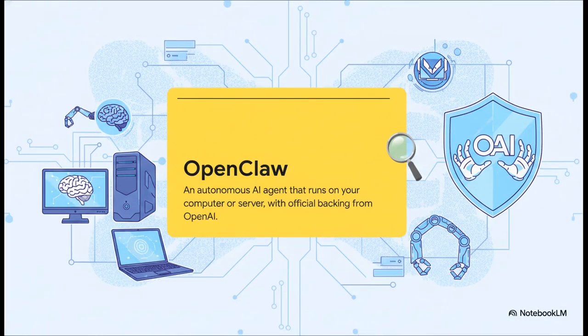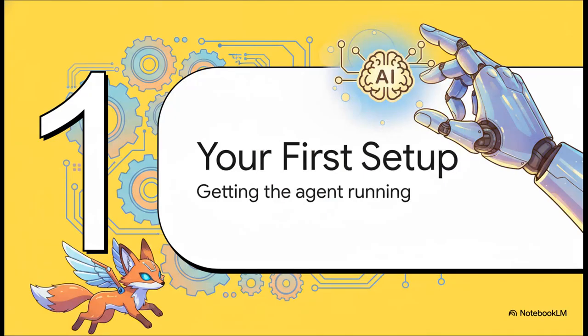Okay, so what is OpenClaw exactly? Well, think of it as an autonomous AI agent, but here's the crucial difference. It runs on your machine. You're in control. And get this, it isn't some random side project. It has official backing from OpenAI, which, yeah, gives it some serious credibility. But before we can unleash all that power, we gotta get it up and running, right? So let's start with your first setup. And honestly, it's a lot more straightforward than you might think.